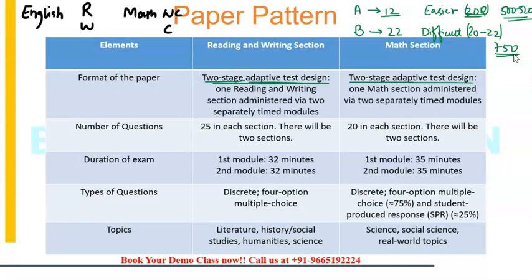The next thing they say is that you're going to have 25 questions in each of the sections, and you're going to have two sections as far as the English part is concerned. In the maths part, you're going to get 20 questions, and again you're going to have two sections. The duration is 32 minutes for each of the sections in the English part, and 35 minutes for each of the sections in the maths part. Now, type of questions. In English, it's all MCQ, a question followed by four answer choices. You pick one of them and move on.